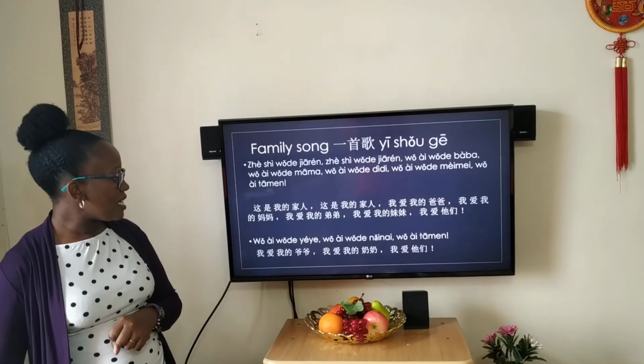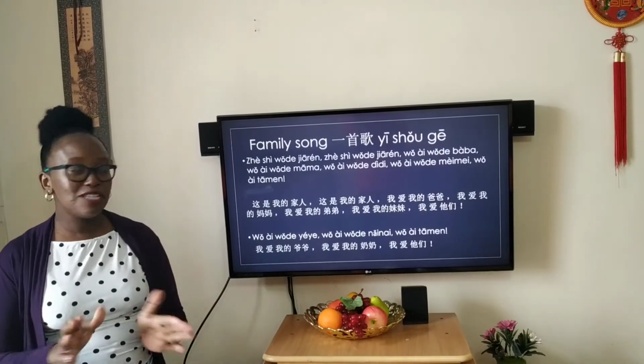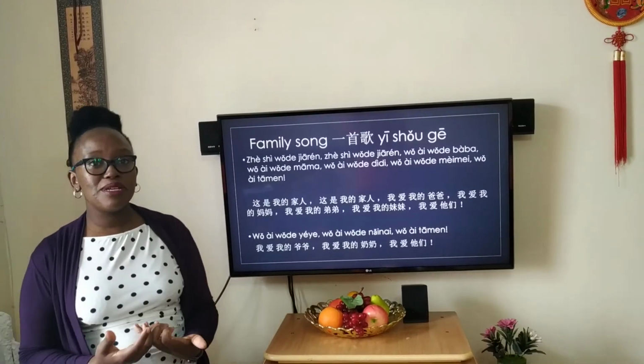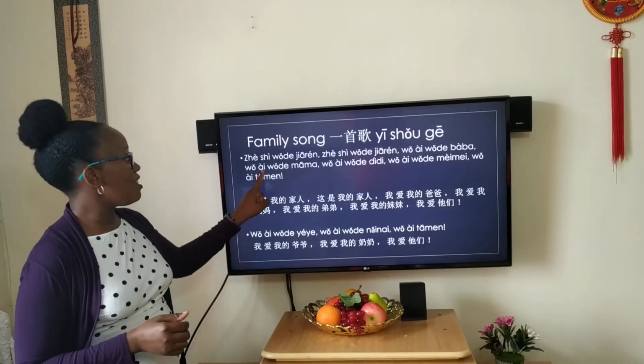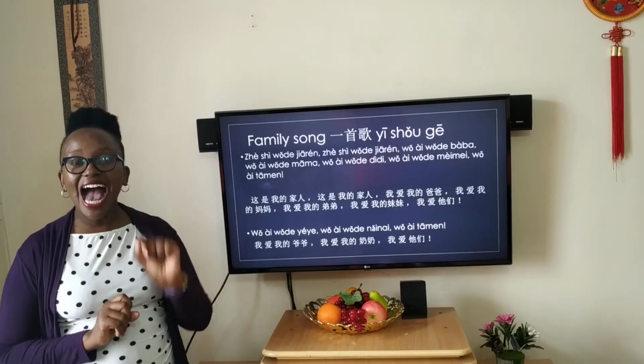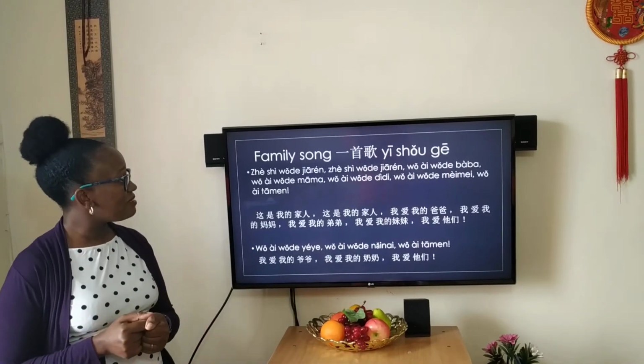Now to help us also remember these family members, I have a song that we are going to sing together, and we are going to be saying how we love the members of our family. So we are going to say the word 爱 many times. 爱 means to love. So let's sing this song together.